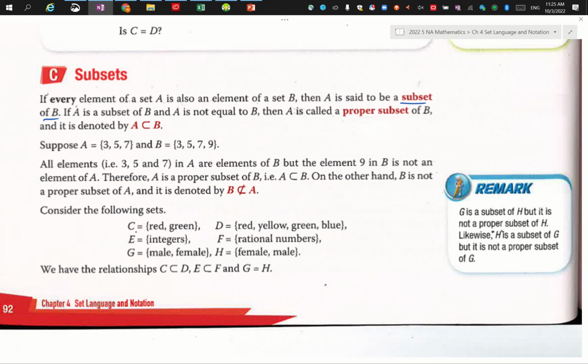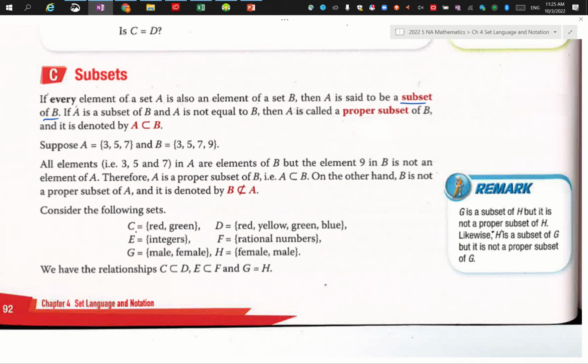Your pencil case. We consider your pencil case as a set. Everything in your pencil case is inside your bag, right? So we say that your pencil case is a subset of your bag. So far logical? Everything in your pencil case is inside your bag, so your pencil case is a subset of your bag. Question. Is your pencil case equal to your bag?